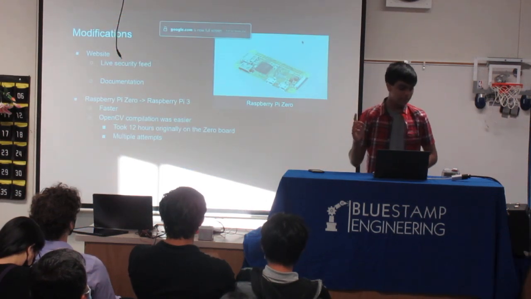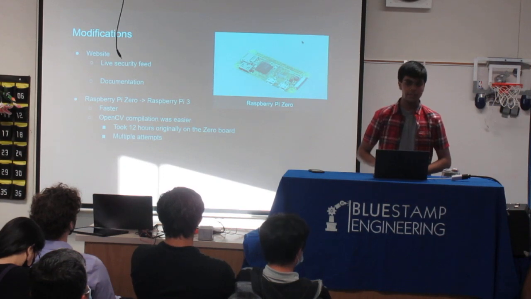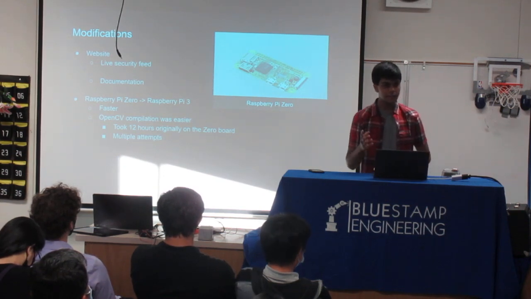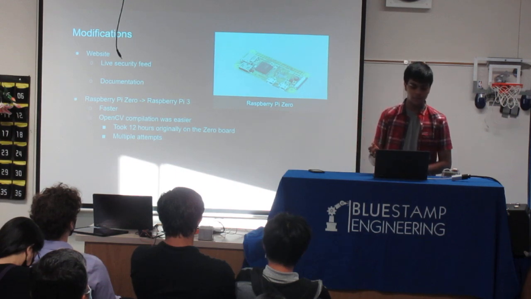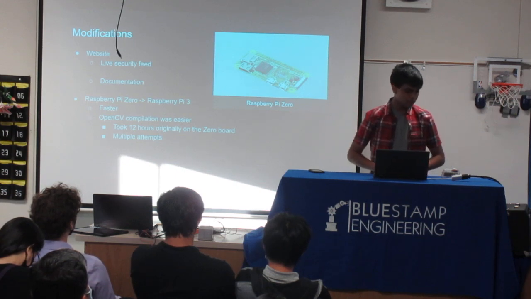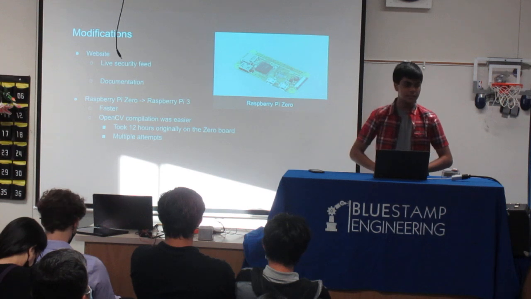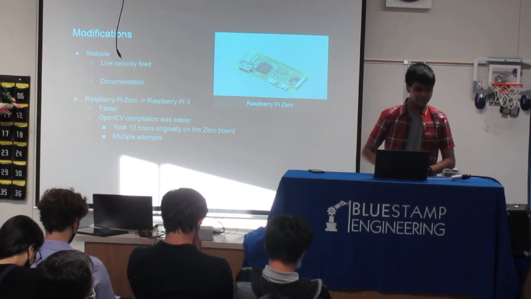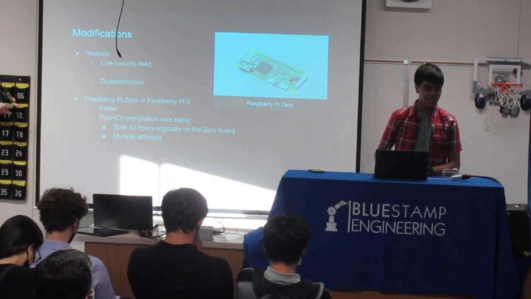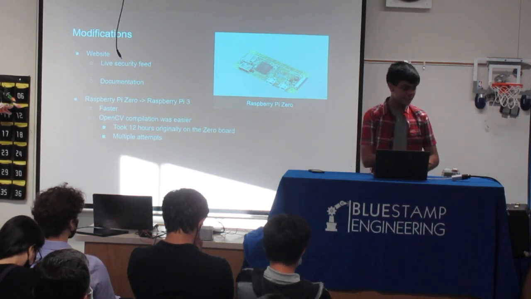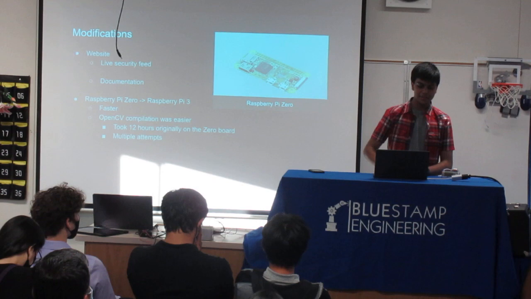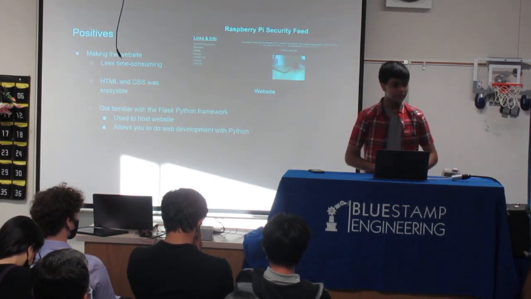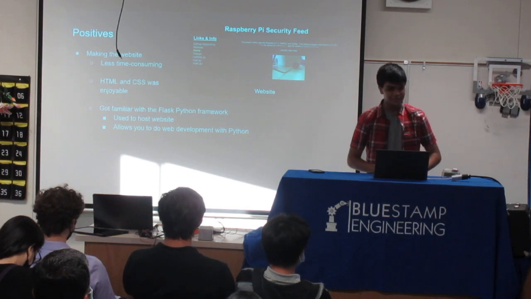One more modification that I made was switching from the Raspberry Pi 0 to the Raspberry Pi 3. The reason was that the Raspberry Pi 0 was really slow. It took almost 12 hours for OpenCV to compile, and it took multiple attempts also. I didn't want to go through all that trouble because I kept getting errors and other random stuff like I just got now. So I switched to the Raspberry Pi 3, and it was faster. It took around 3 to 5 hours.